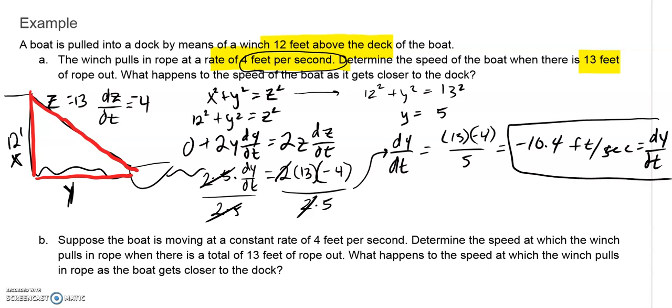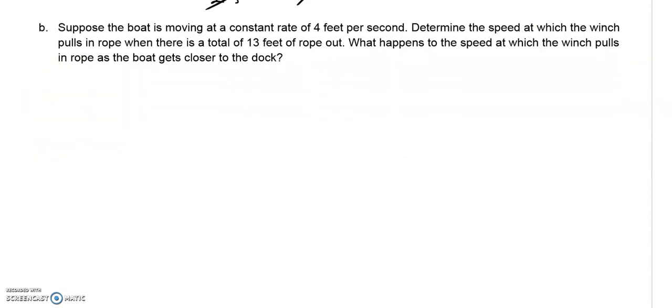Okay, and then that second part, what happens to the speed of the boat as it gets closer to the dock? Well, you can test that, right? You can go ahead and put in a different value. So if it gets closer to the dock, let's go down here.